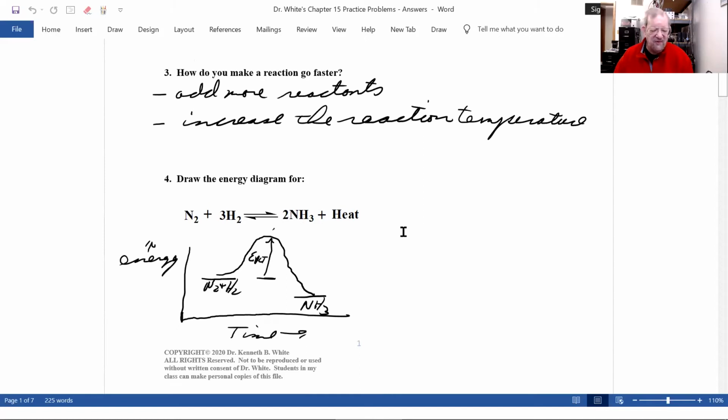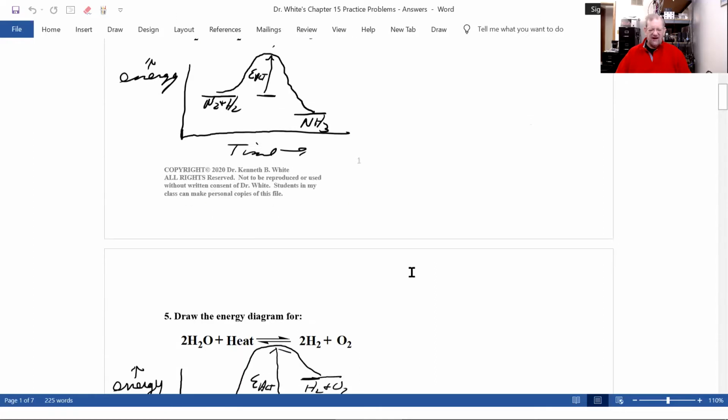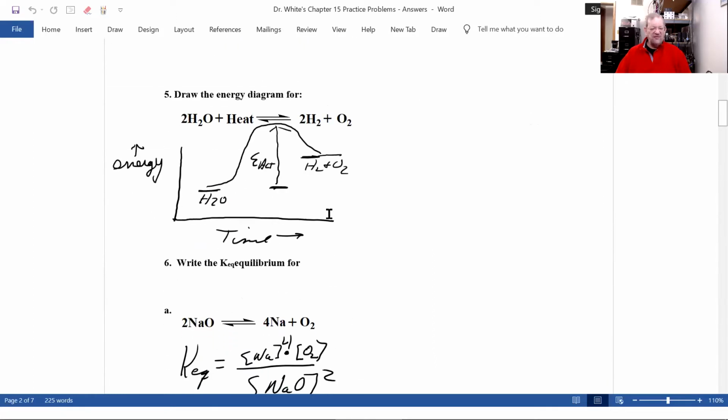And here, let's talk about energy diagrams. This is an exothermic reaction. When you have an exothermic reaction, the product or products are lower than the starting materials. Here's the activation energy, Y is energy, X is time. For an endothermic reaction, the products have more energy than the reactants, so they're higher. The activation energy is still from where you start to the top of the hill.